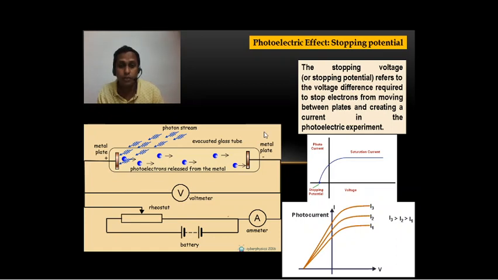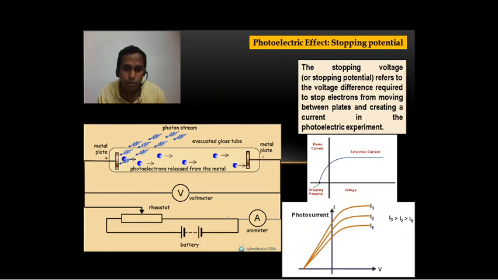Okay, the stopping potential is the potential required to stop the flow of electrons. Suppose now it is a positive potential. Electrons are attracted towards this plate and there is a current.